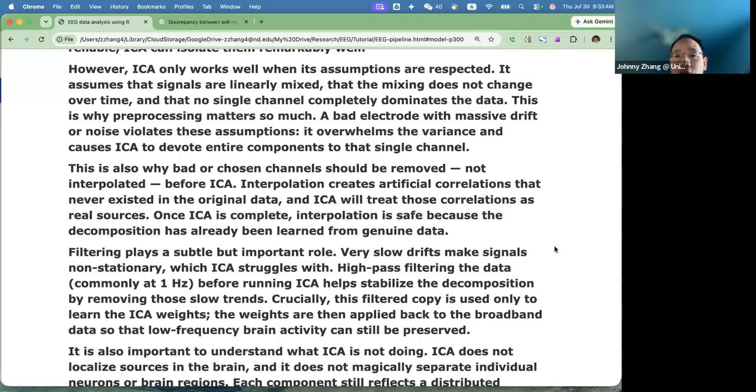So the reason we did the filtering and the bad channel detection is because those can influence your ICA results. Therefore, we first remove the bad channels, and then we do the ICA analysis.